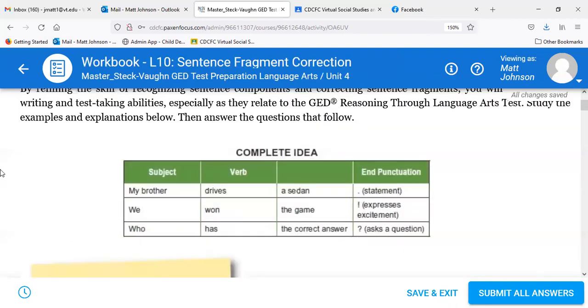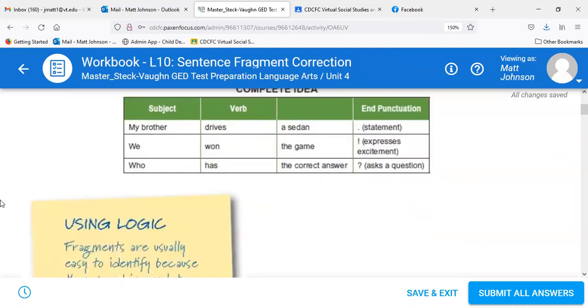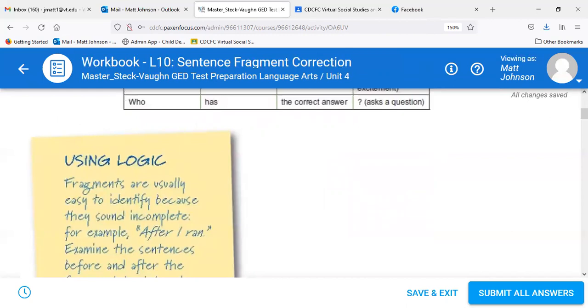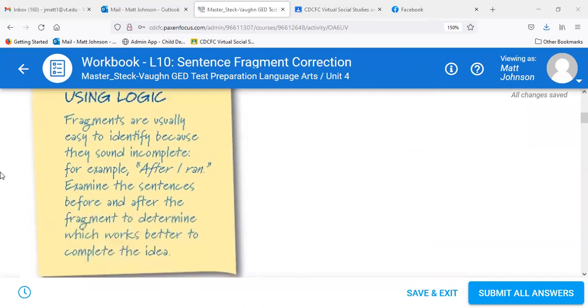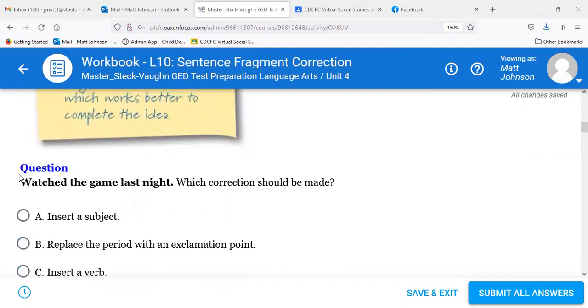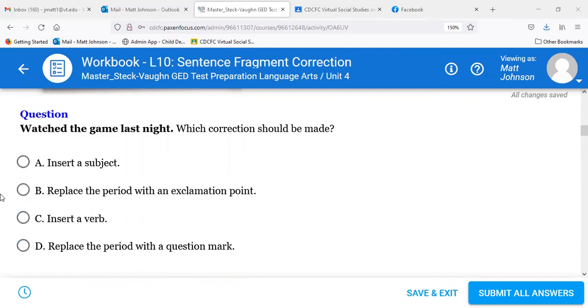And now refining our skills, more practice. So using logic, fragments are usually easy to identify because they sound incomplete. For example, after I ran. Examine the sentences before and after the fragment to determine which works better to complete the idea. Okay, so question 1, watched the game last night. Capri, what do we need to do there? We need to insert a subject. Excellent, yes. So I watched the game last night, she watched the game last night, he watched the game last night. The answer is A.